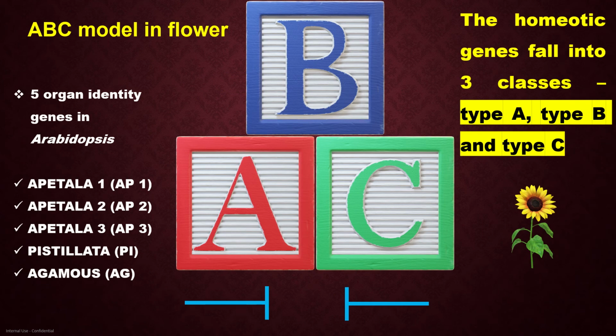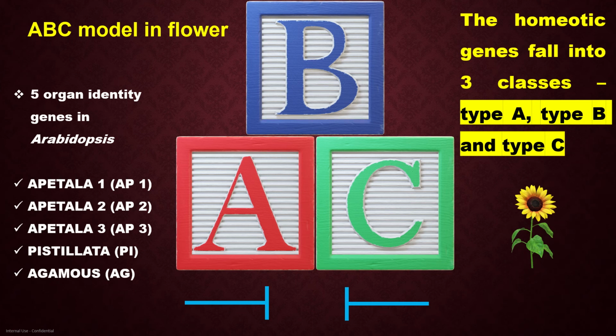In this lecture, we will mainly concentrate on 5 organ identity genes studied in Arabidopsis. The ABC model in plants helps us to understand the activities of specific genes that control the organ identity of flowers. Most of the research is carried out in Arabidopsis thaliana because it has a very small genome, that is 125 MB, and it's easily available.